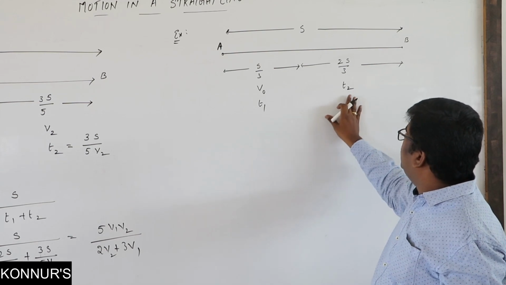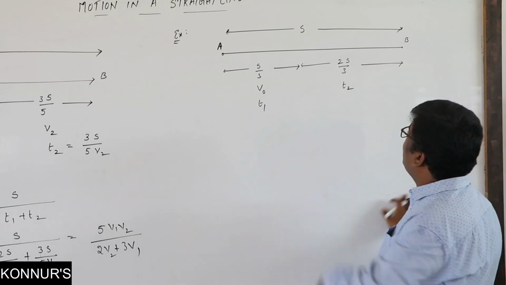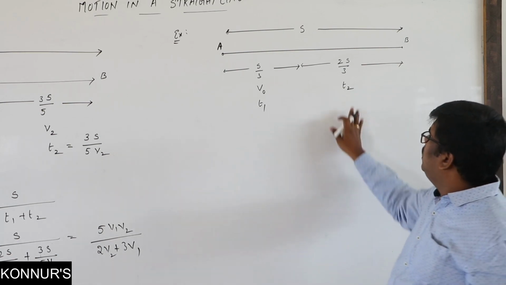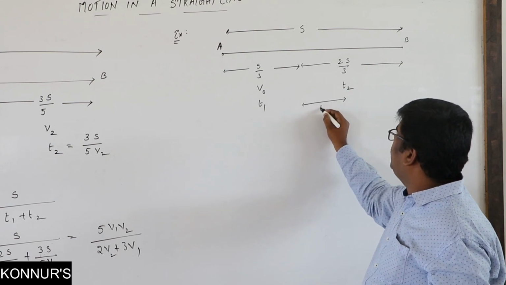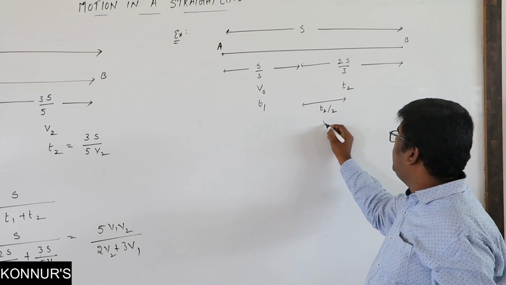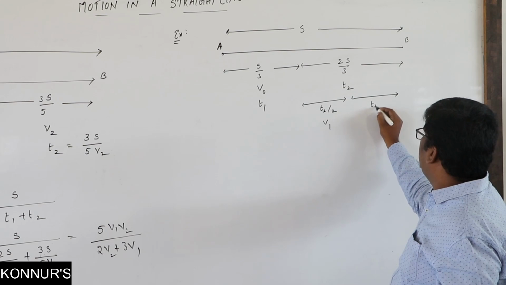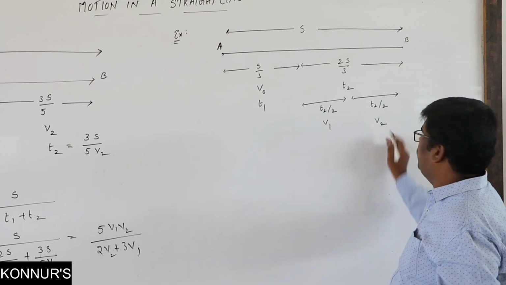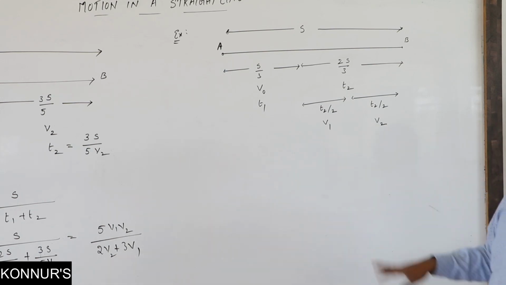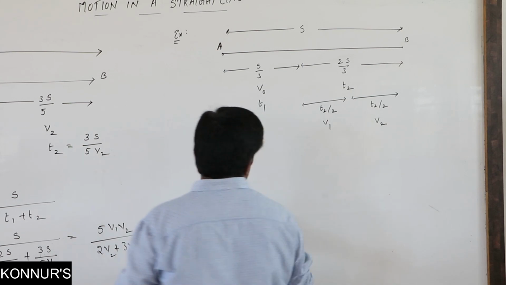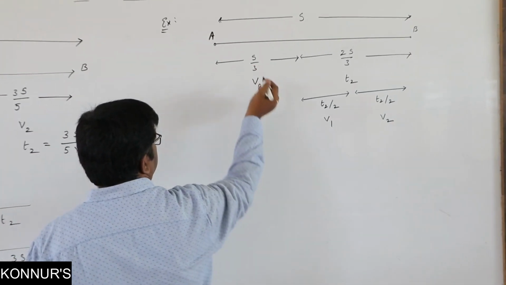So the body is traveling in the first half of the time with v1 speed, and the next half of the time with v2 speed. So in this t2 time, the first half of the time, t2 by 2, with a speed v1, the next half of the time, t2 by 2, with a speed v2. Now what is the average speed? Average speed means the total distance by total time. Total distance is S and total time.